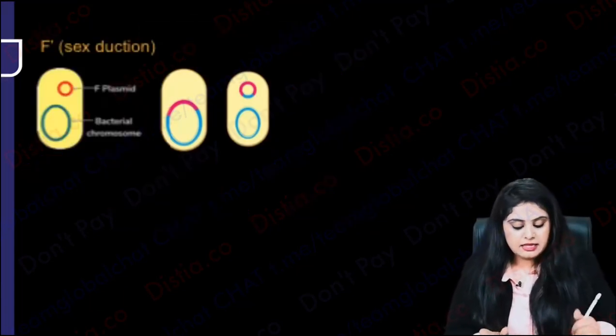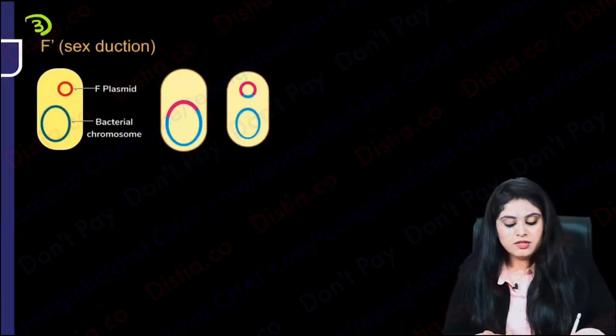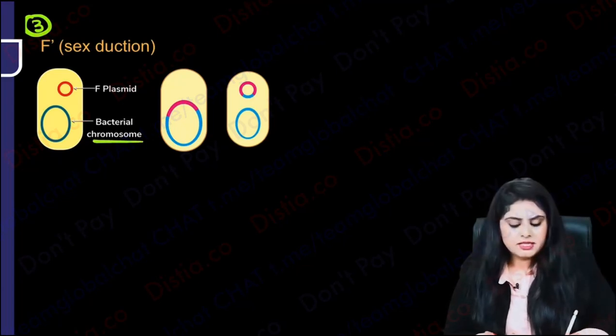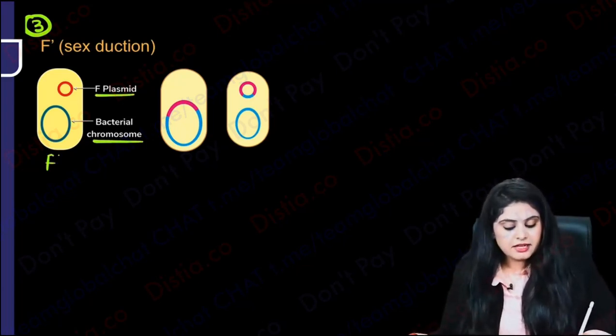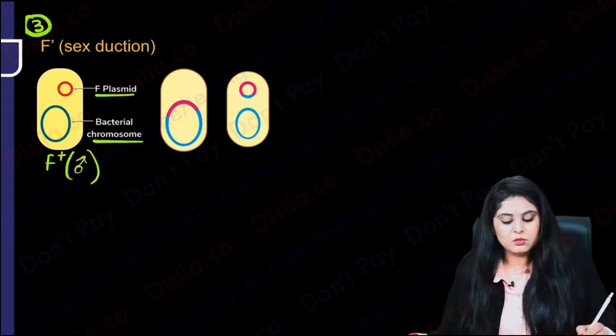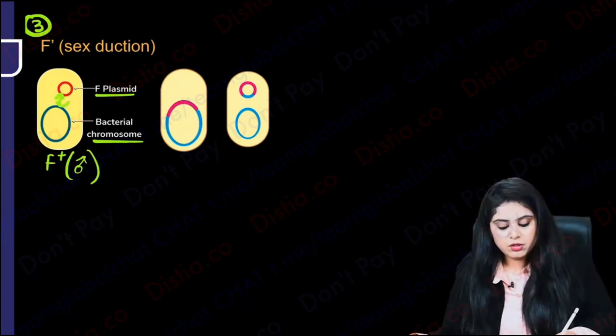Now comes the last part of the story, but for that you will answer everything for me. What is this? You know, this is the bacteria's own DNA. This is the F plasmid. It has an F plasmid. So what is this? This is an F plus male. Okay, what do I see in the next? They have fused. Both of them have fused. Now what do you want to call this cell?